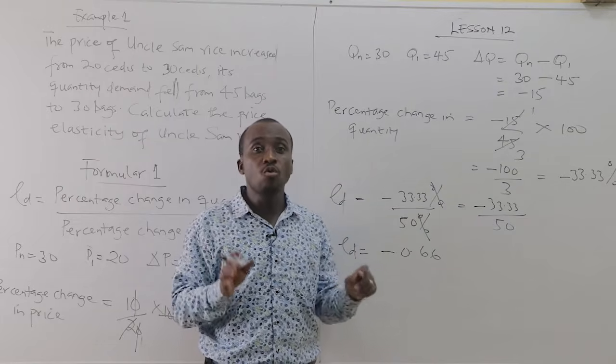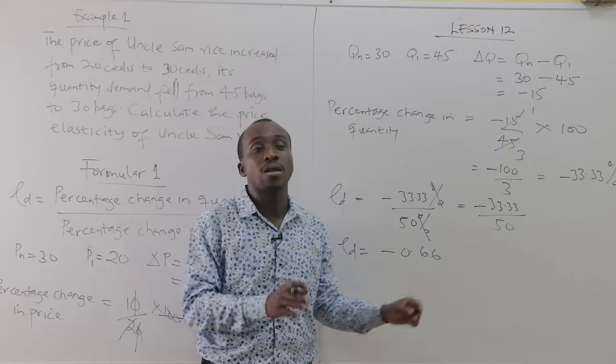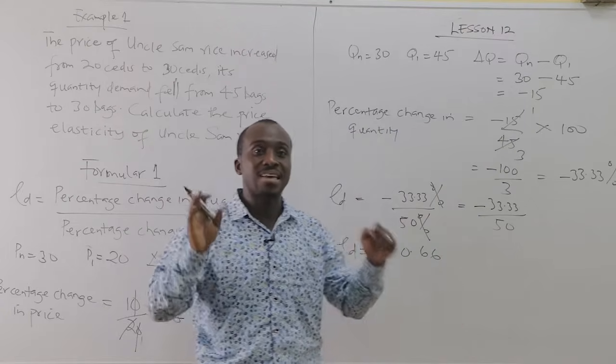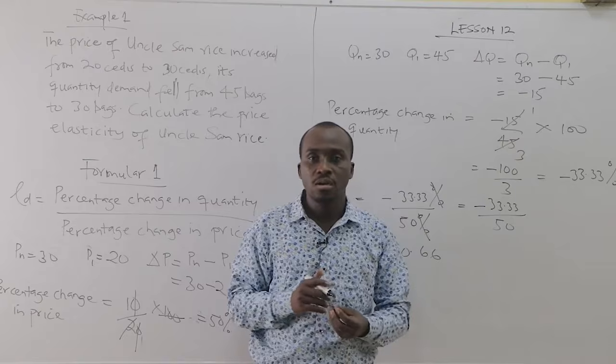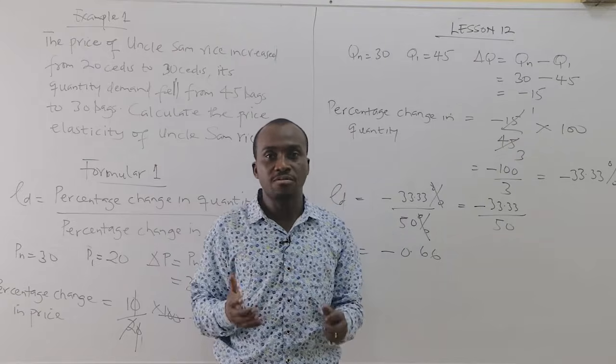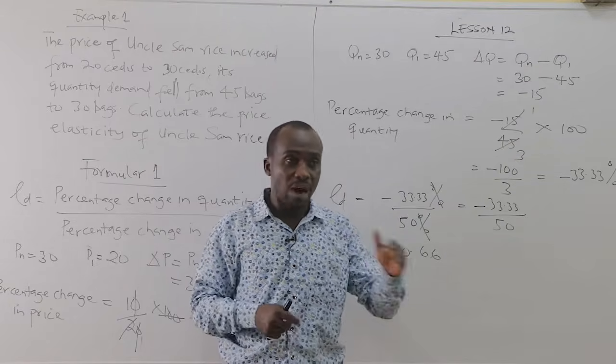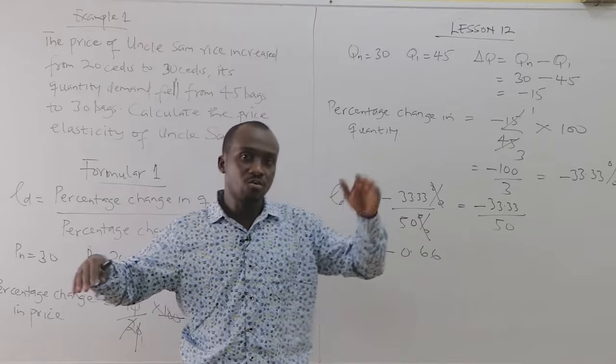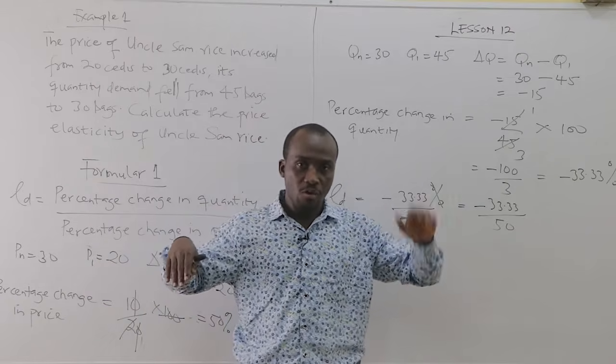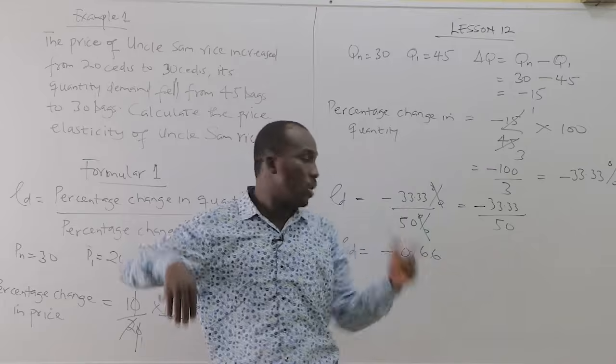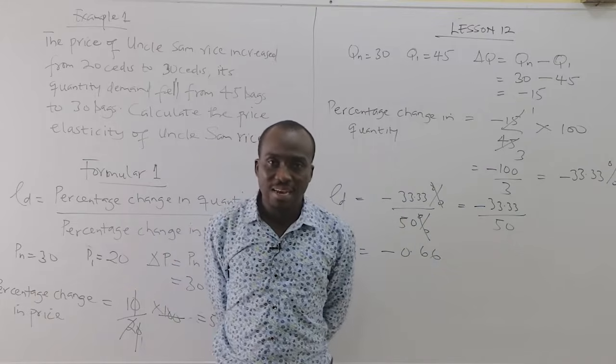Otherwise, you say all goods are inelastic, because your answers will all be less than 1. Always the answer will be negative, because of the negative relation between price and quantity demanded. If price goes up, demand falls, and when price falls, demand rises. So there's that negative relation, and you always have a negative answer.